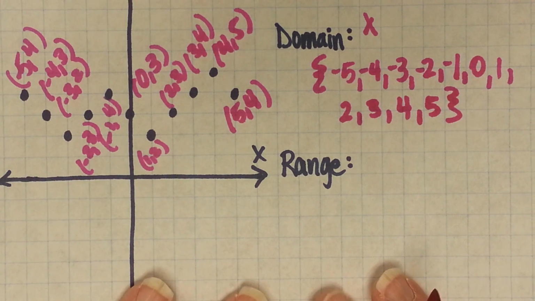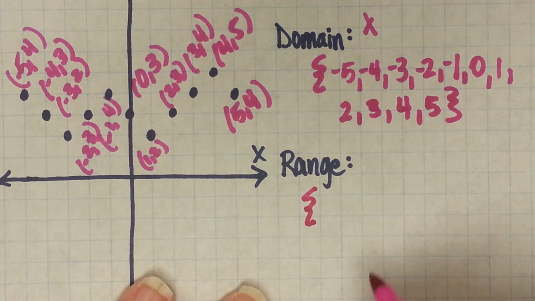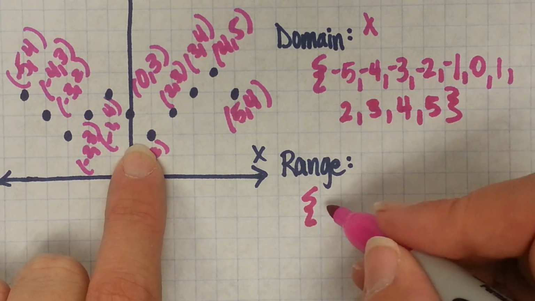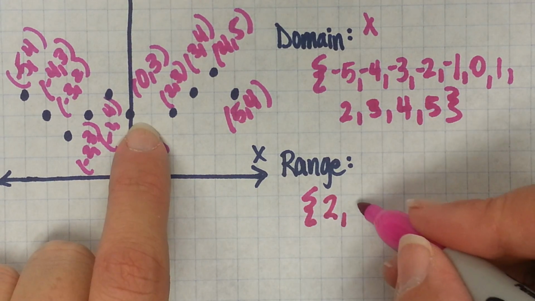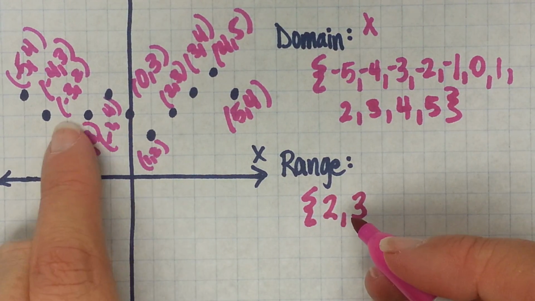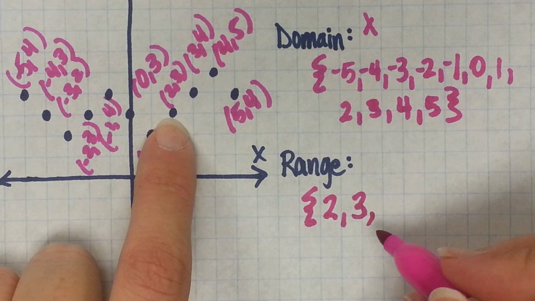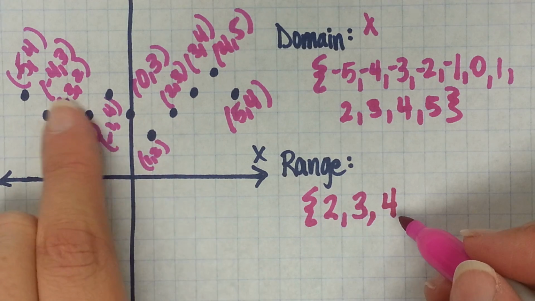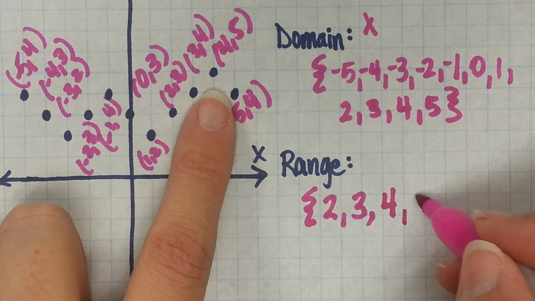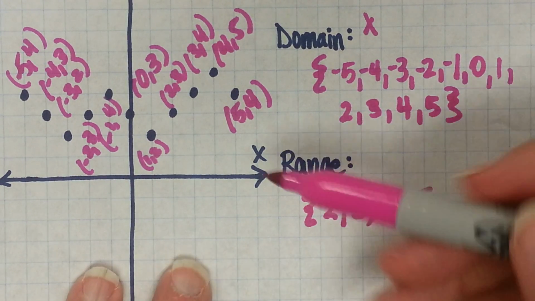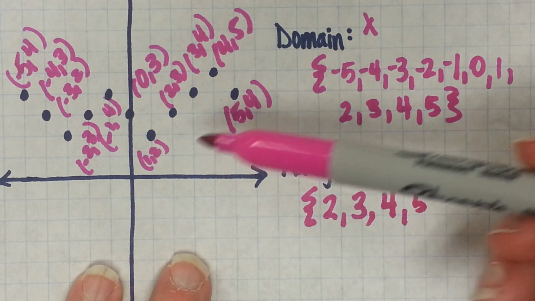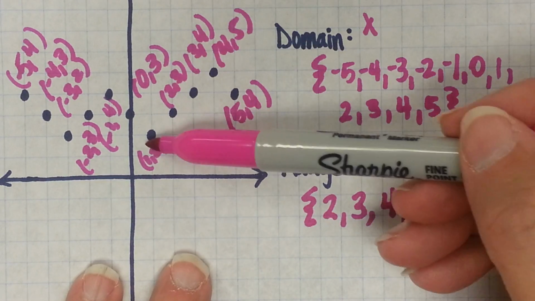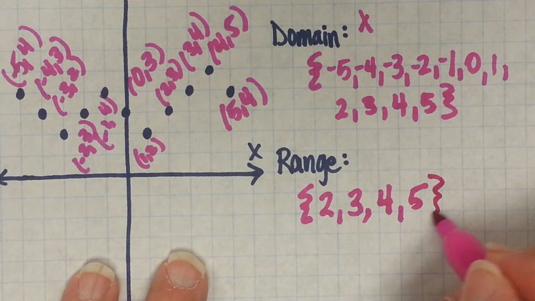Now I need to know my range. So I would go and pick up all my y values. The lowest one is at 2. Next one's at 3. Notice I have several at 3, but I only have to list it once. The next one is 4. And the next one is 5. And I don't think I have any y values higher than that. I have 2, 3, 4, and 5. Nothing higher, nothing lower. So those are my only range values.